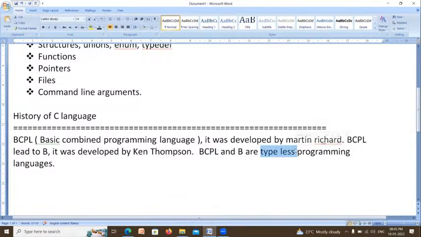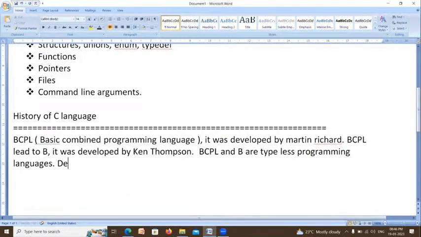What is the meaning of data types? Suppose whenever you go to a sweet shop, there are so many types of sweets. Whenever you go to a hotel, there are so many types of tiffins like idli, vada, dosa, puri, like that. Those are the types of tiffins. In the same manner, in data also there are some types. Those are called data types. BCPL and B don't support data types, so they are called typeless programming languages.